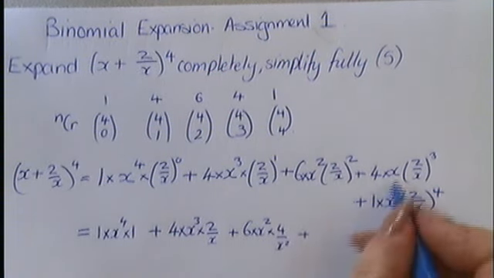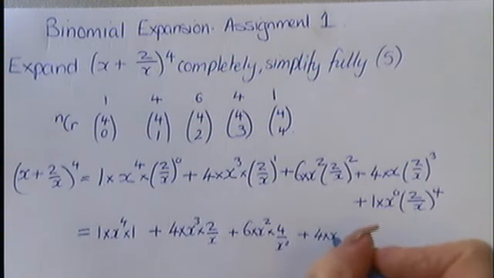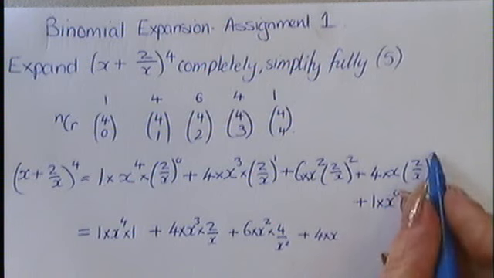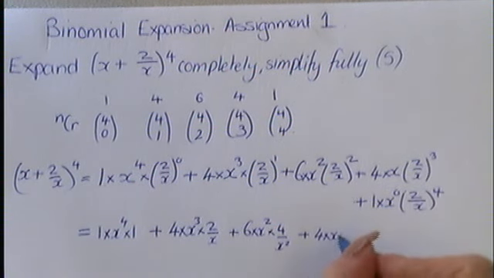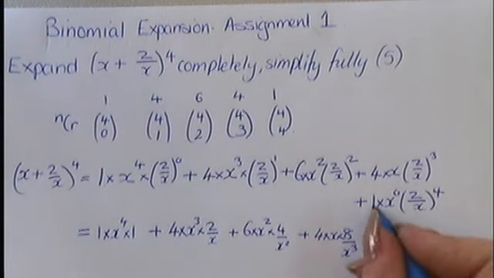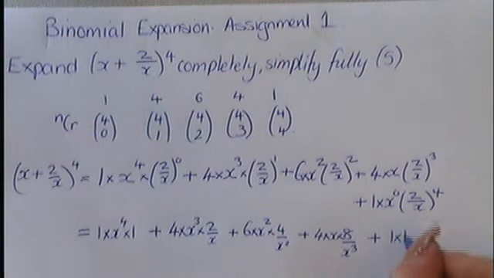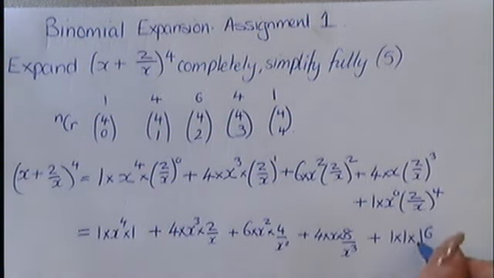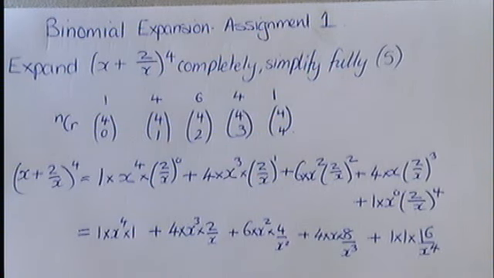Add, on to this term now, so 4 times x, and again we need to raise the whole bracket to the power of 3, so 2 cubed is 2 times 2 times 2, which is 8, over, and we need to cube the bottom as well, x cubed. Add our last term, 1 times 1, times, and we need to raise the whole 2 over x to the power of 4, so 2, 4, 8, 16, and again the whole thing needs to be raised, so we've got x to the power of 4 on the bottom.